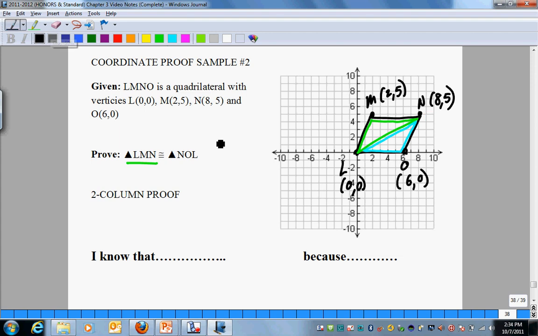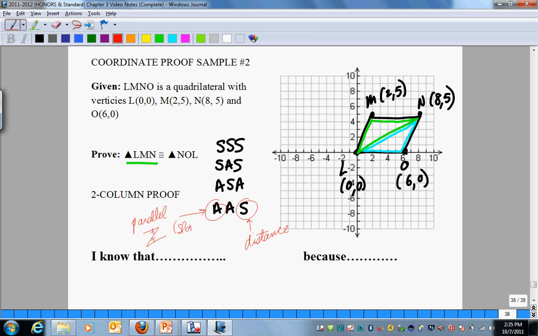Again, the 4 methods that we could use are side, angle, side, angle, and angle, side. And to show sides, we can use the distance equation. And to connect with angles, we can talk about if we can find parallel lines, then we can get alternate interior angles, also known as armpits of a Z. So that's going to be a slope issue. So let's start with the easiest one we have, and that's actually a freebie.